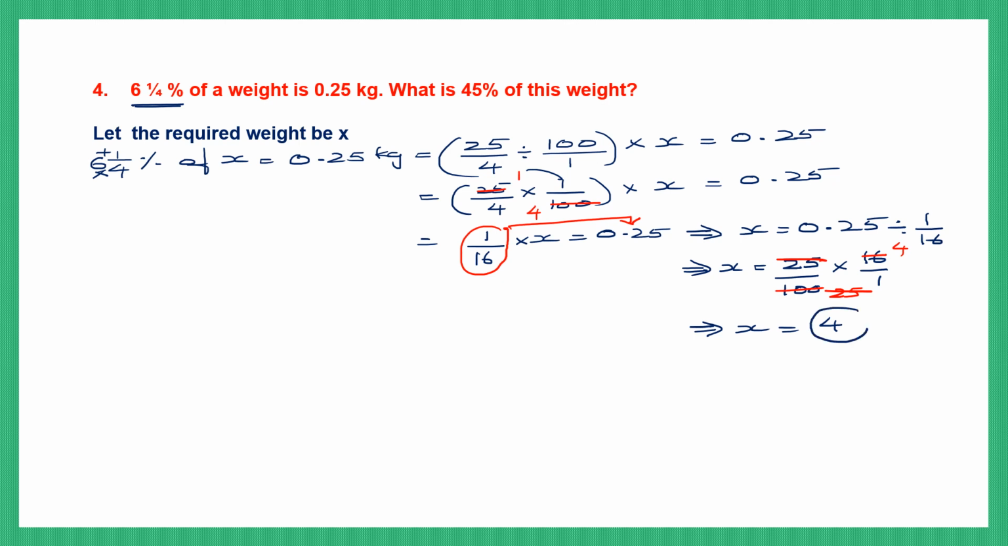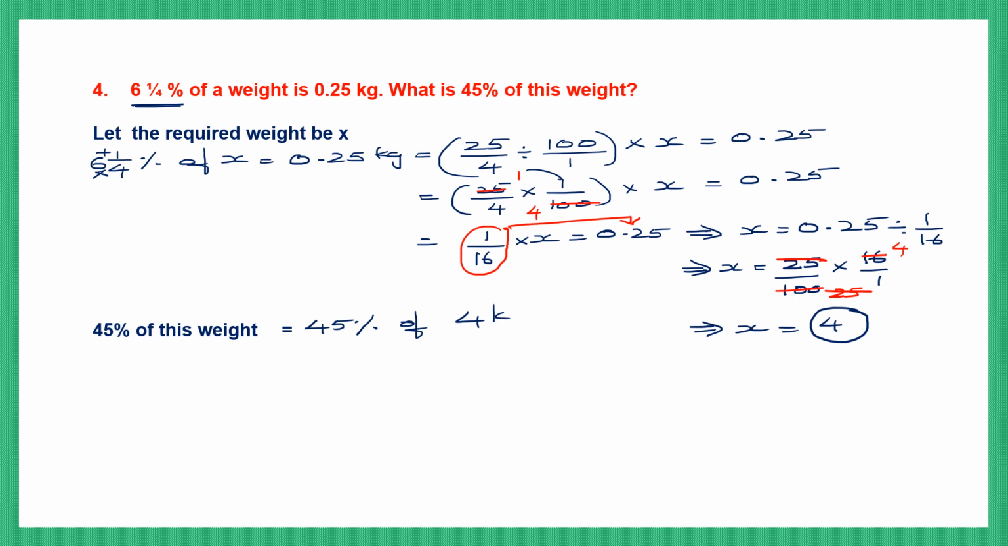So I have found the value of the required weight. Required weight is x and x is equal to 4. That means the required weight is 4 kg. The required weight is 4 kg. Now we have to find 45% of this weight. So let's find that. 45% of the weight is how much?